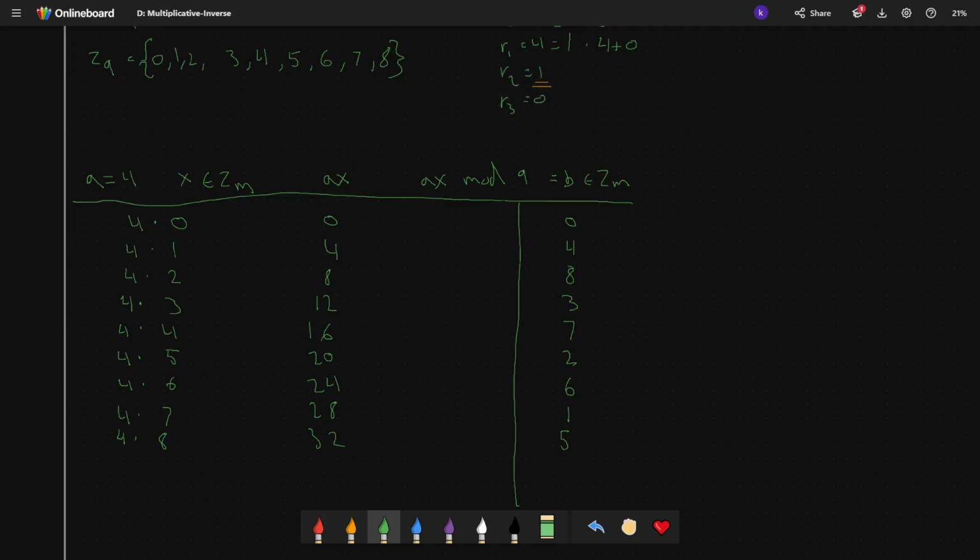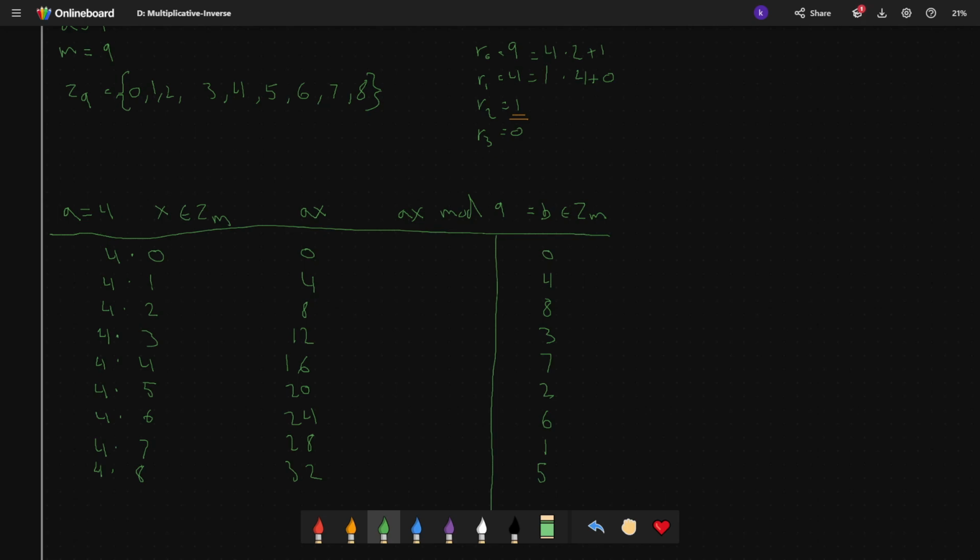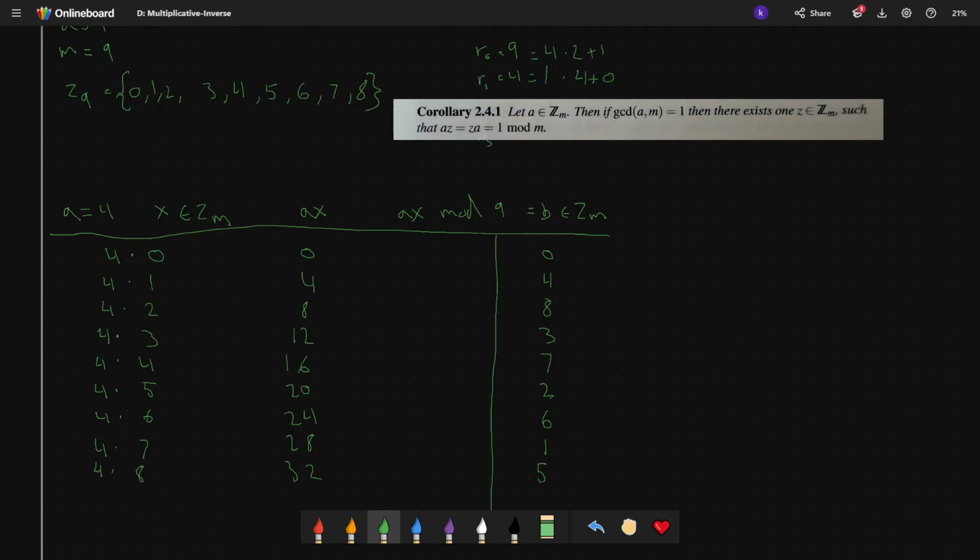Why is this important? Now that we've gone through that calculation, I'm going to read out a corollary that comes about from the theorem. And the corollary states, let A be an element of Cm. Then, if the greatest common divisor of A and M is equal to 1, then there exists one C in the set Cm such that A multiplied by C is equal to C multiplied by A is equal to 1 modulo M.